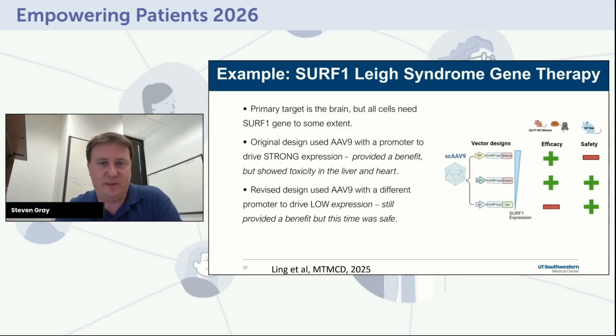So it provided a benefit, but the safety wasn't good. Then we could use something really weak to drive little bits of SIRF1 expression, and that was safe, but it didn't provide enough of a benefit. We ended up designing something in the middle. Think of it as a Goldilocks situation: the porridge isn't too hot, isn't too cold, it's just right, and we had to play around with this. This is a lesson learned: when you're designing these, you have to put some thought behind how you're expressing the gene, and this might require a little bit of workup up front.